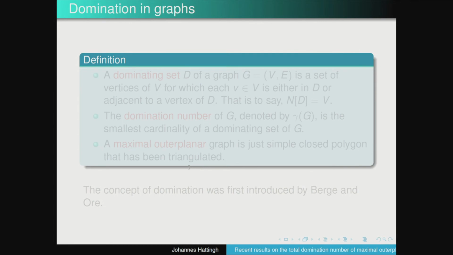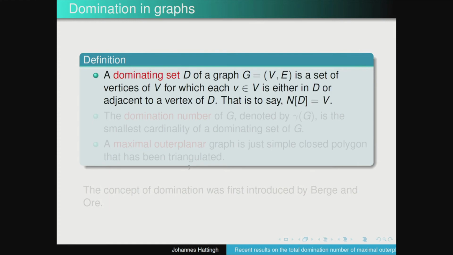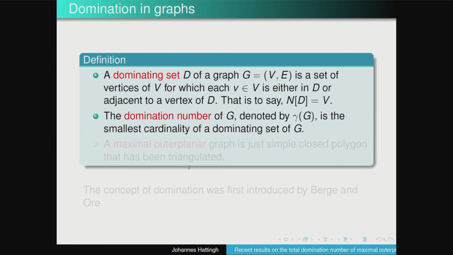So again, you can go and look at what's a dominating set. A dominating set in a graph is just a set of vertices such that if you take any vertex in the graph, then V is actually adjacent to some vertex in that set. And then the domination number, denoted by gamma of G, is the smallest cardinality of a dominating set.